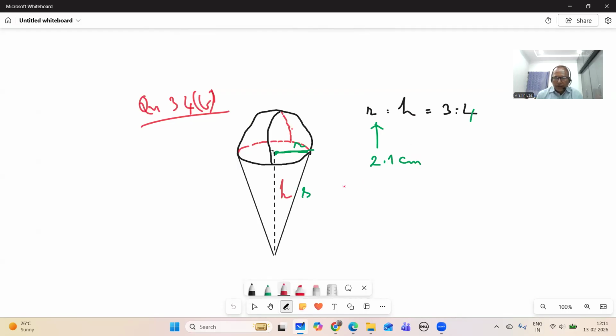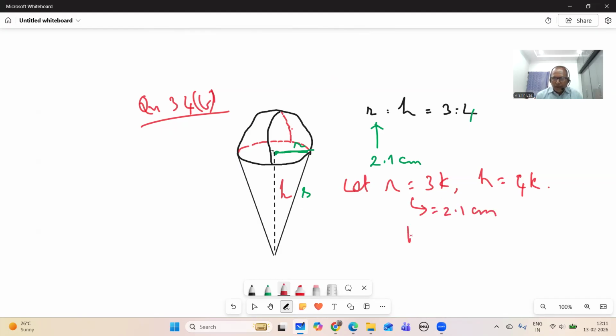Okay, how? Let r be 3K and h be 4K. Okay, we are given r is to h is 3:4. I'm assuming r is the radius of the cone, means of the base circle of the cone, and h is the height of the cone. Okay, from here to here. Right? So if I take r equal to 3K, because of this ratio, h becomes 4K. Okay, and we have this is equal to 2.1 centimeters. This is given. Radius is given to be 2.1 centimeters.